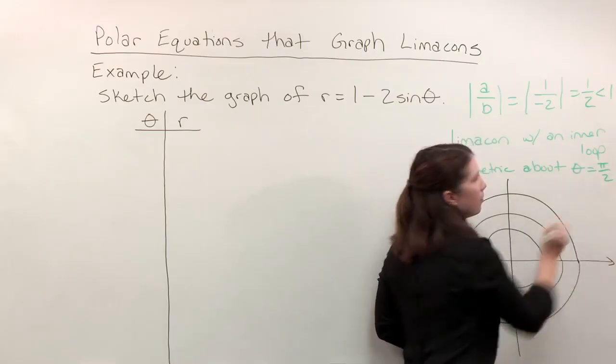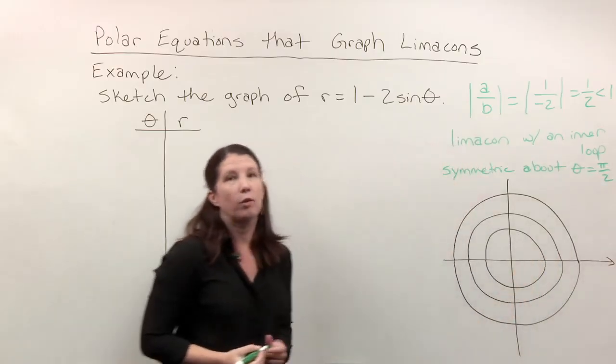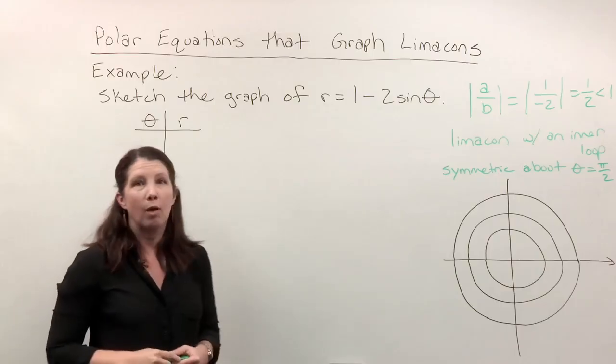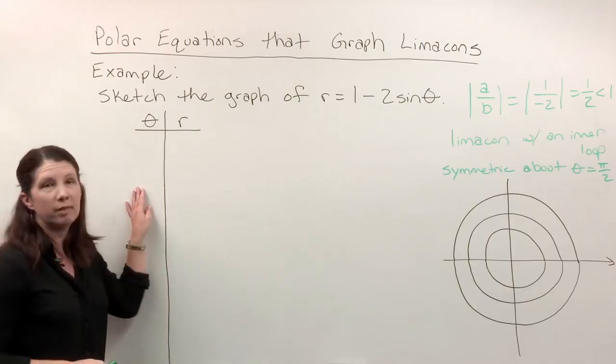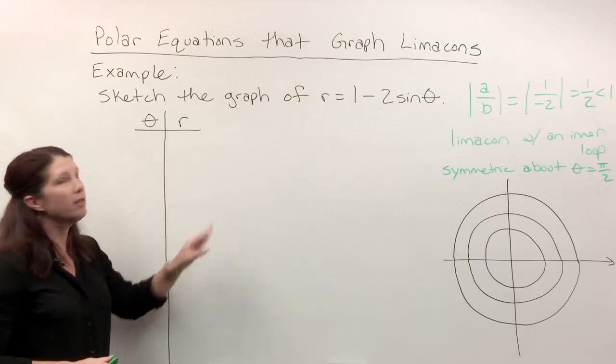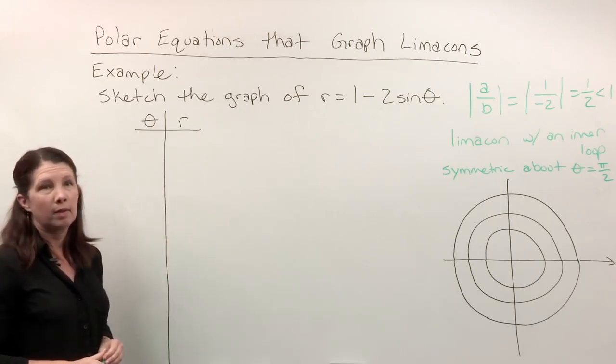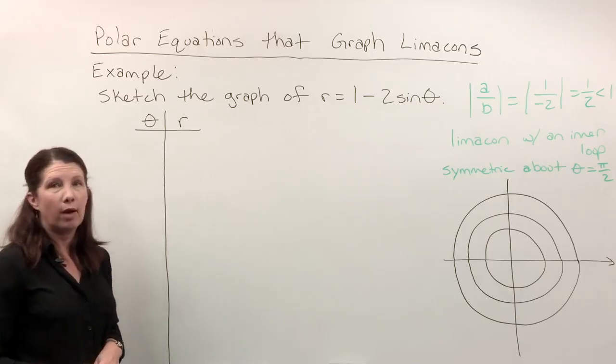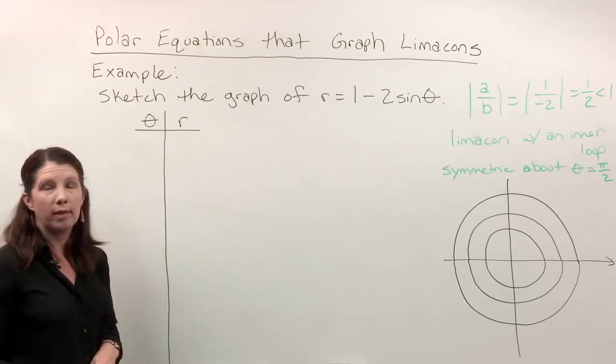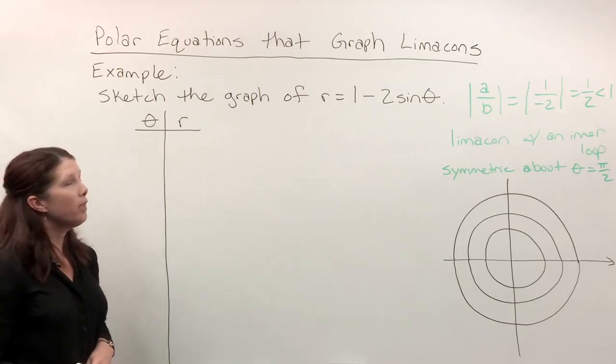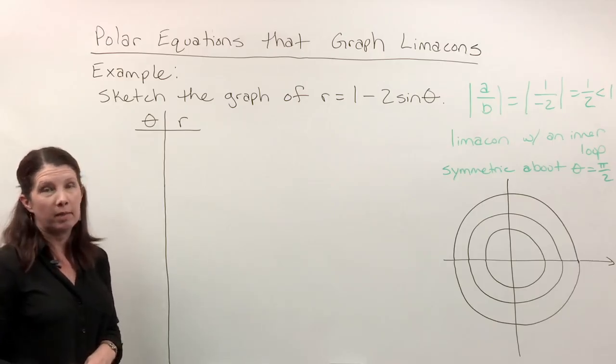Now that I know a little bit about what the graph is going to look like, I want to select some values to substitute in for theta to get some points to plot. The values that I'm going to use for theta are the quadrantal angles, because they are easy to figure out and often represent the important points on the graph. And then I'm going to use the angles in the pi over 6 family.